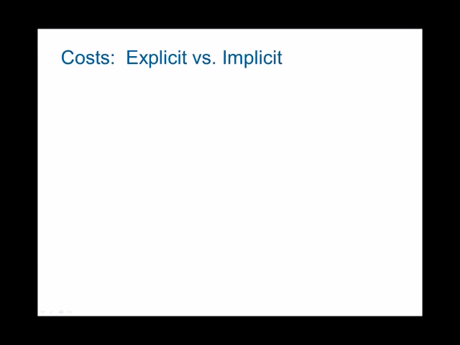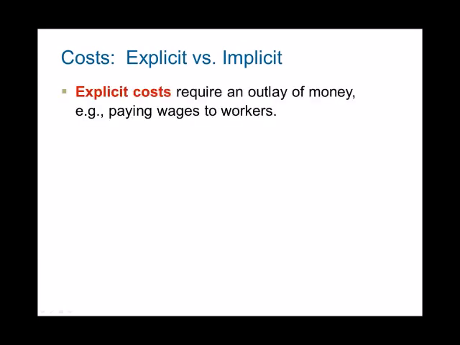Now, there are two kinds of costs. Of course, explicit costs. Those are the ones where we actually make a payment from the firm's owner's pocket to someone else. So, for example, paying wages to workers, paying rent on land. Those things require an actual payment where we are making a dollar payment to a person or to machinery or to somebody. So those are called explicit costs.